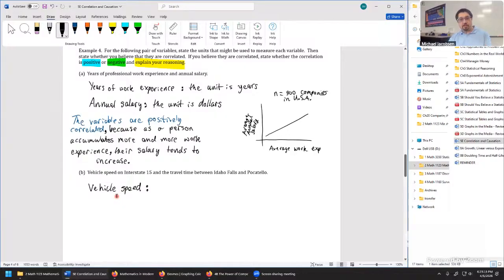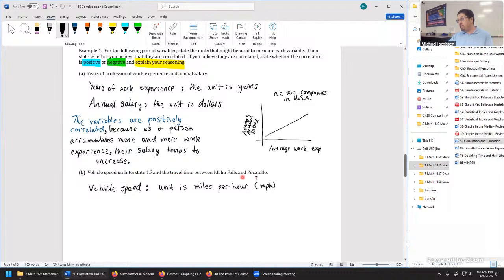For vehicle speed, the unit could be, if you're feeling fancy, kilometers per hour, meters per second, but traveling on I-15, you're probably thinking miles per hour is the normal unit for speed. So we'll say unit is miles per hour, or the common abbreviation MPH would be a fine way to answer it.